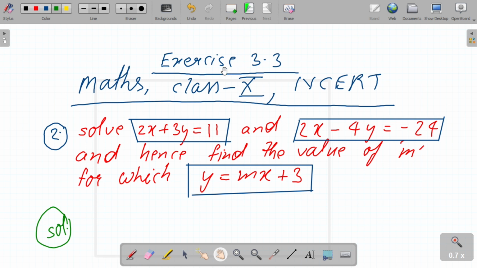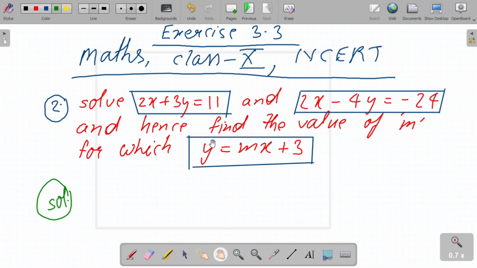Today we are solving exercise 3.3 question number 2 of maths class 10 NCERT. The question is based upon pair of linear equations. Let me revise the question first. Solve 2x plus 3y equals 11 and 2x minus 4y equals minus 24, and hence find the value of m for which y equals mx plus 3.